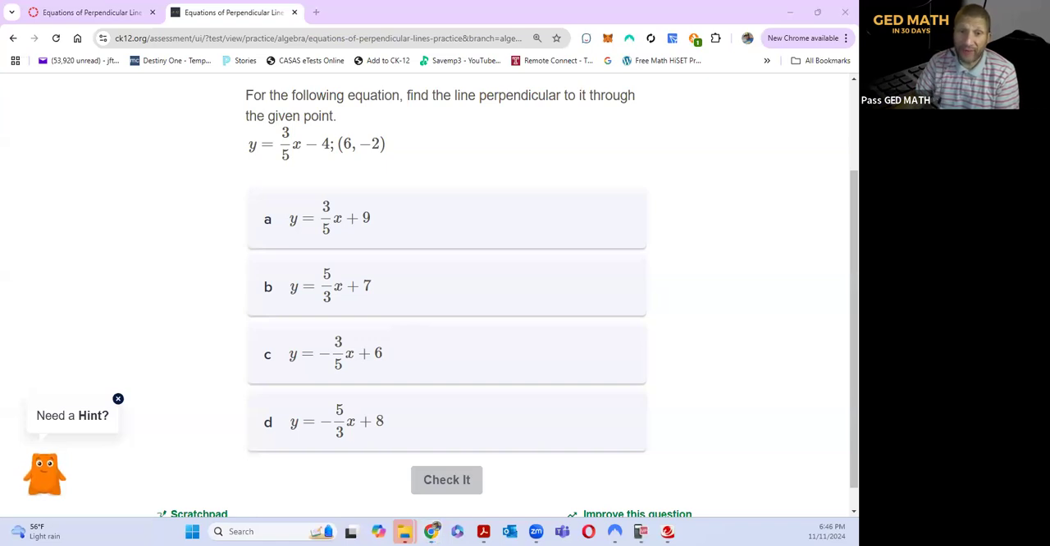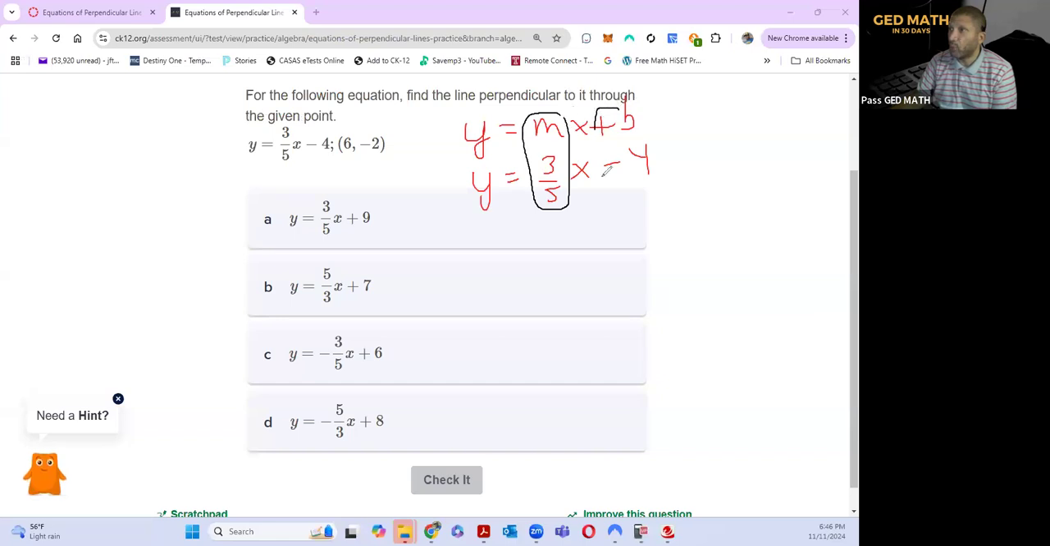This question is a 5-second problem. Because first of all, it is in slope-intercept form, which is y = mx + b. It says y = 3/5 x - 4. So it's very easy to find the slope. The slope is 3/5. The y-intercept is minus 4. So my slope is 3/5. That's my slope. It's easy. My y-intercept is minus 4.